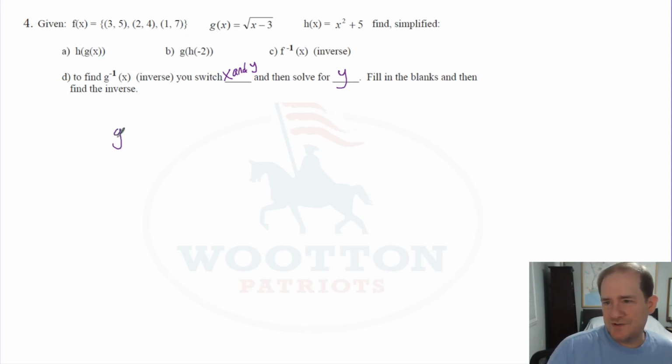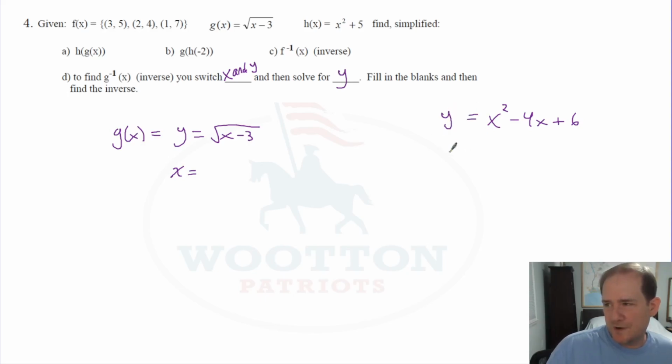So when they say g of x, that's just fancy function notation. That essentially just means y, and that equals root x minus 3. So if I switch x and y, then all the y's turn into x's, and all the x's turn into y's. So in the case that we had more than one x, like in a quadratic, if you had x squared minus 4x plus 6, if you were trying to find the inverse of that, then of course this one y becomes x, but all the x's become y's.